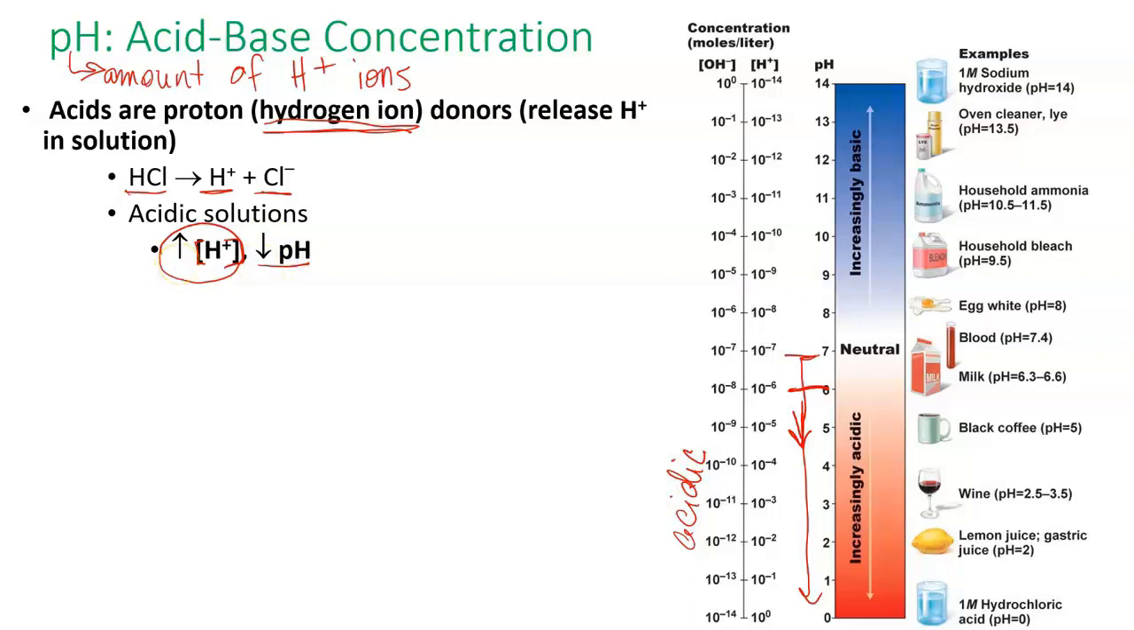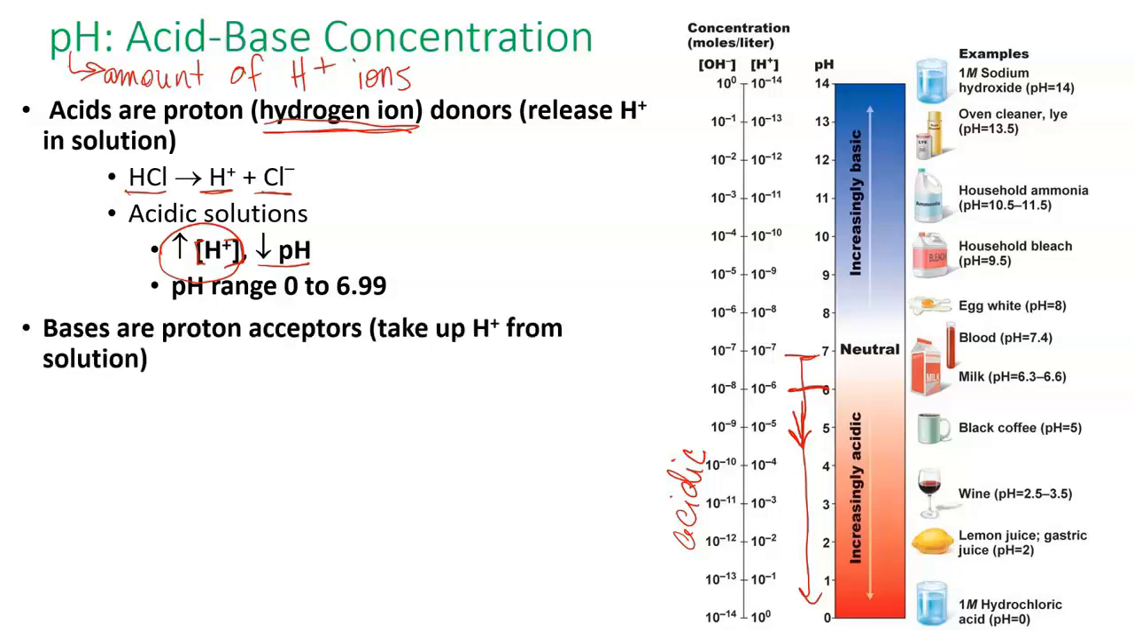Make sure you remember that and think about that clearly, because a lot of people make mistakes just by confusing those two. The pH range of an acidic solution is from 0 to 6.99. Like I said, 7.0 is considered neutral. Anything below 7 is considered acidic.